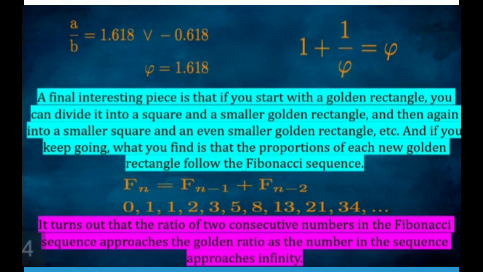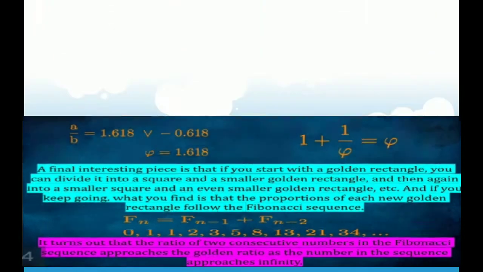A final interesting piece is that if you start with a golden rectangle, you can divide it into a square and a smaller golden rectangle, and then again into a smaller square and an even smaller golden rectangle, etc. And if you keep going, you find that the proportions of each new golden rectangle follow the Fibonacci sequence. Fn is equal to Fn minus 1 plus Fn minus 2, 0, 1, 1, and so on. It turns out that the ratio of two consecutive numbers in the Fibonacci sequence approaches the golden ratio as the numbers in the sequence approach infinity.